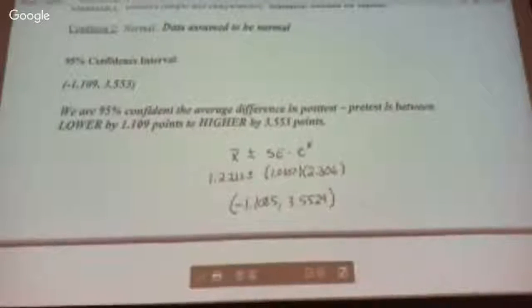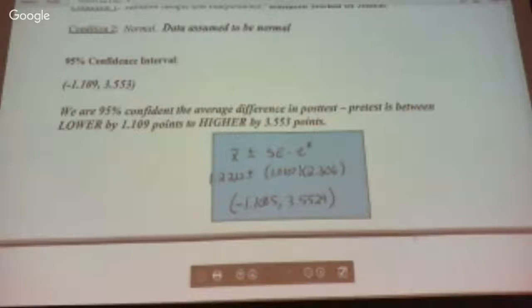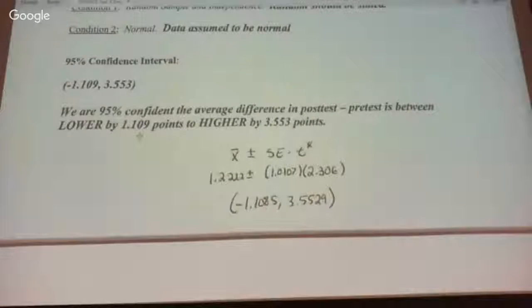Then confidence interval, same thing. X bar plus or minus SE times t star. There's your work. So we are 95% confident the average difference in post minus pre-test is between, again, explaining the negative, lower by 1.019 to higher by 3.55 points. So does the workshop work if it's lower and higher? Does the workshop work if your score could go down or go up? No. Would you go to the workshop? No. It's not working. Your score could actually go down.